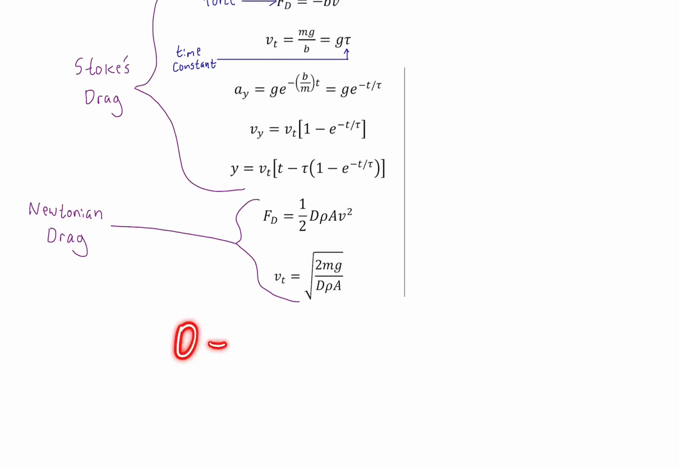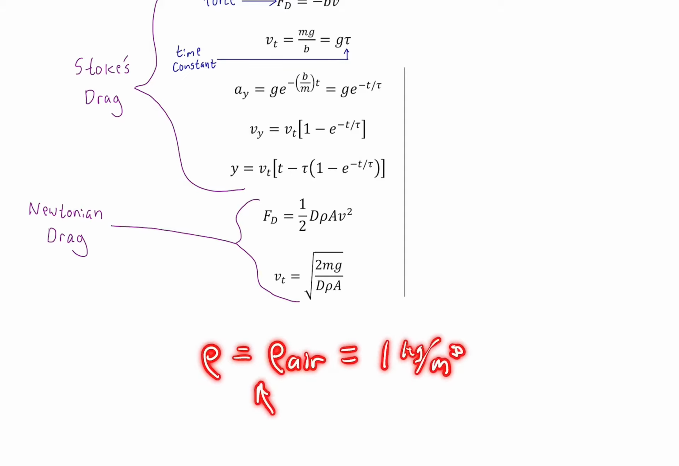Well, D is the drag coefficient. It is entirely shape dependent. So different shapes have different values. They range between 0 and 1. All right. Rho is the fluid density. It's the density of whatever the object is moving through. So air, for example. So rho could be the density of air, which would be 1 kilogram per cubic meter.